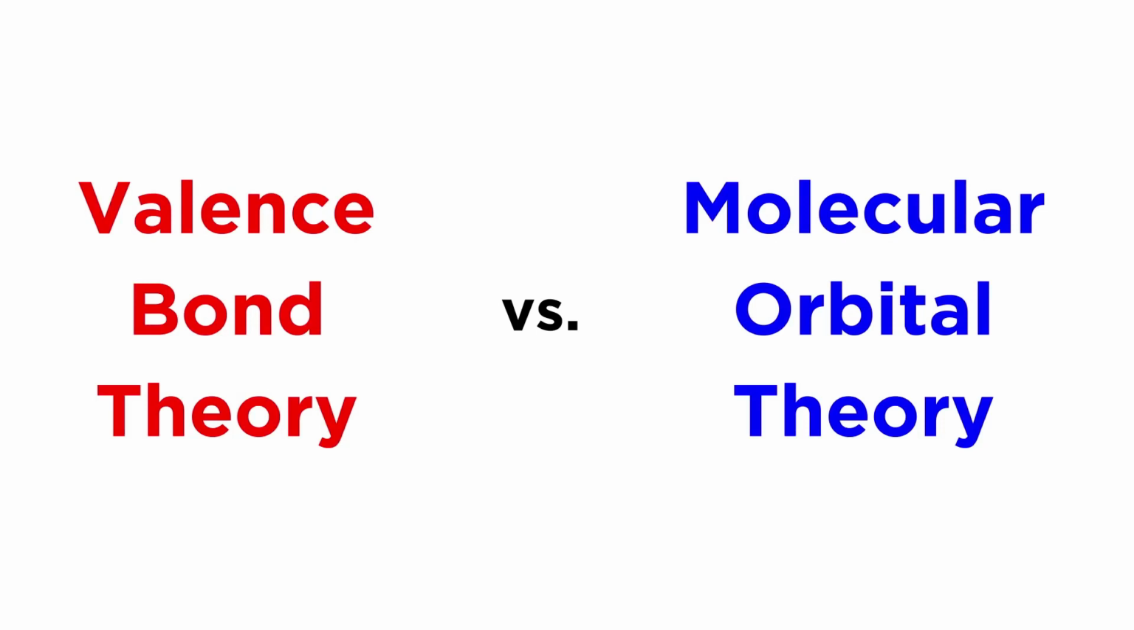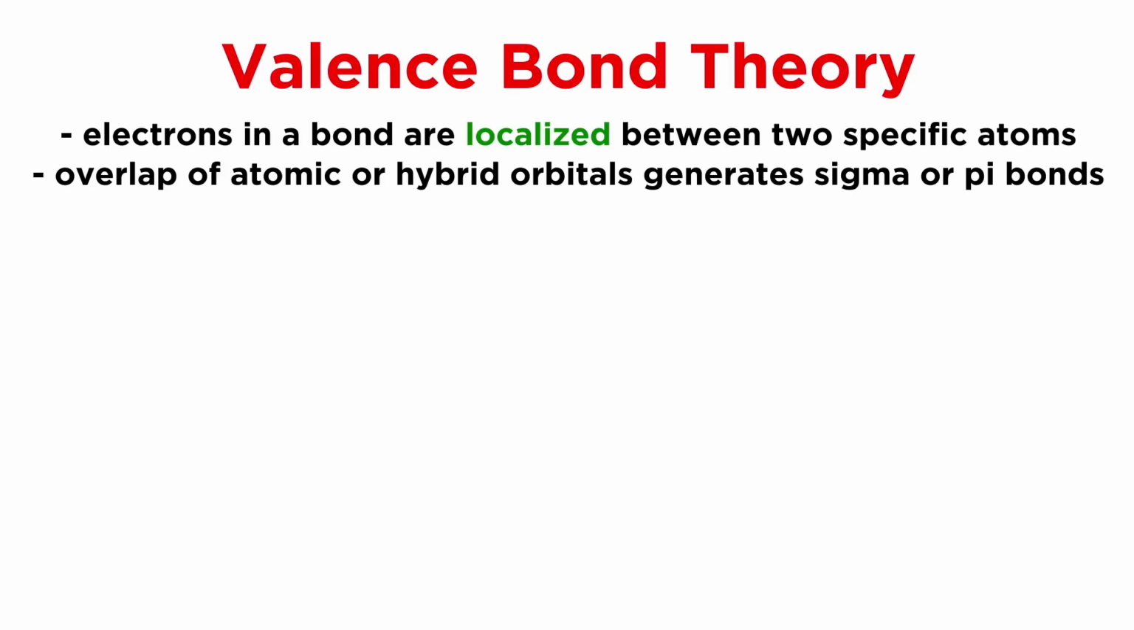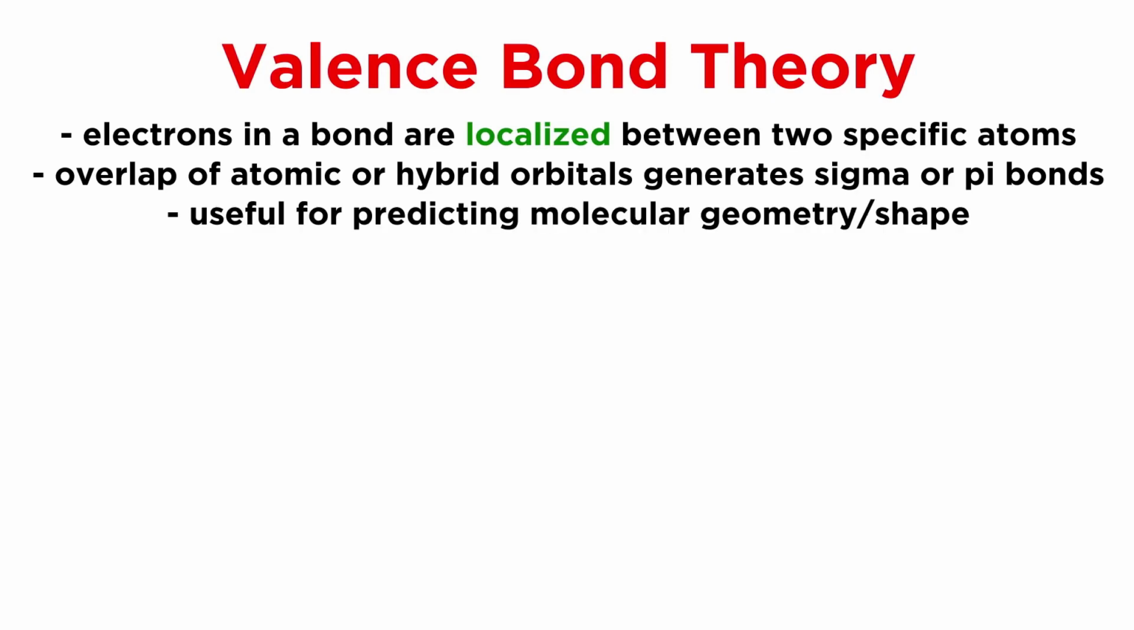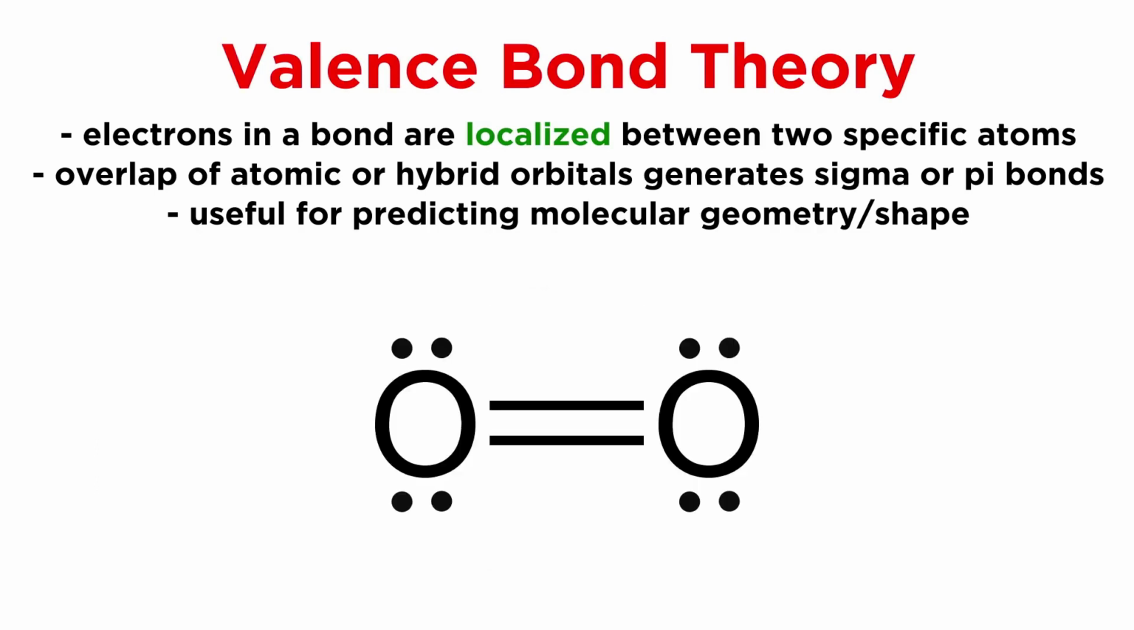First, let's compare valence bond theory and molecular orbital theory. Valence bond theory considers covalent bonds as being localized between a pair of atoms, resulting from the overlap of atomic orbitals or hybrid atomic orbitals. This overlap results in sigma or pi bonds, and we can use this theory to predict molecular shape. However, there are simple molecules that do not conform to this theory, like the diatomic oxygen molecule.